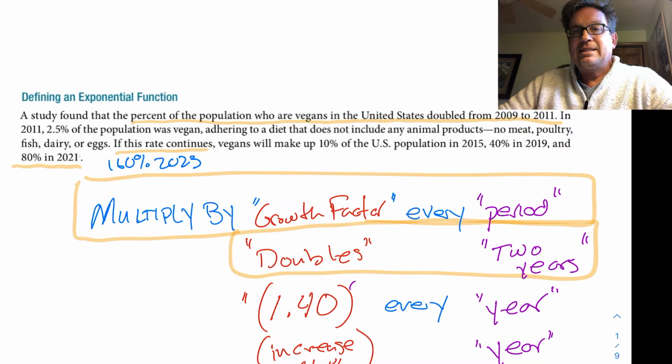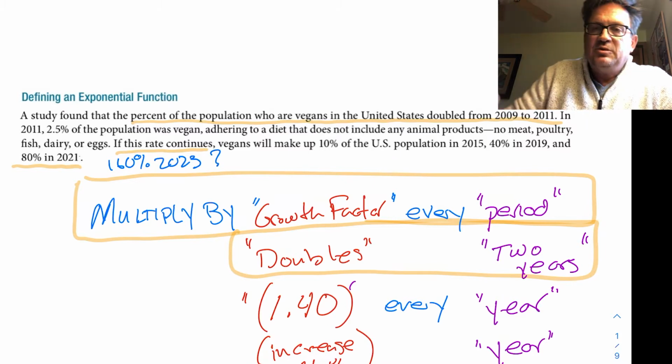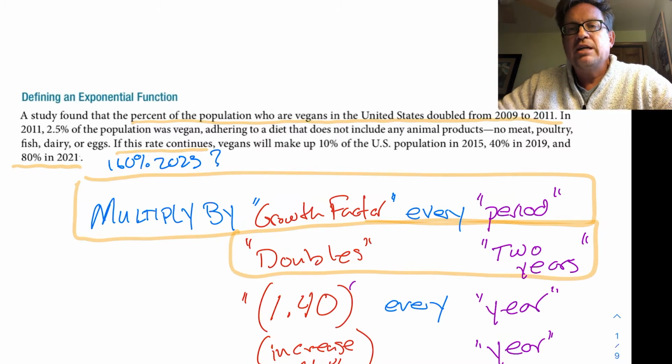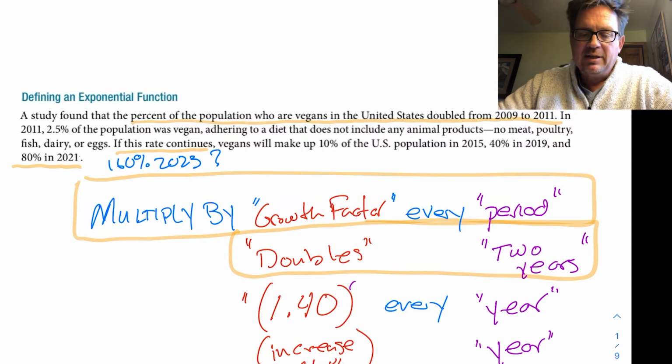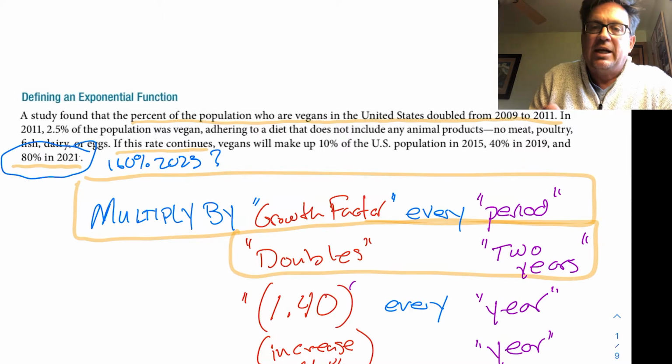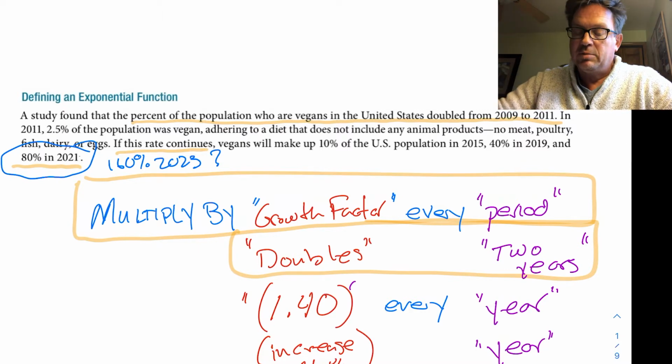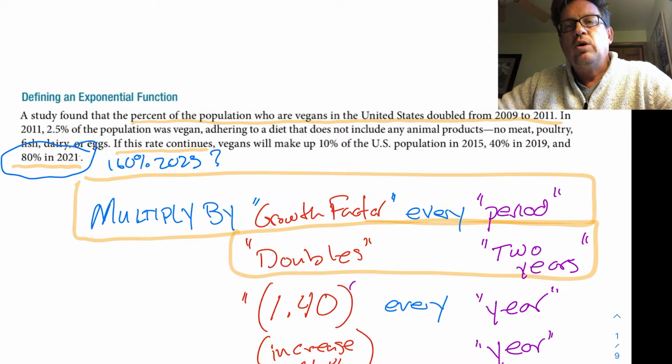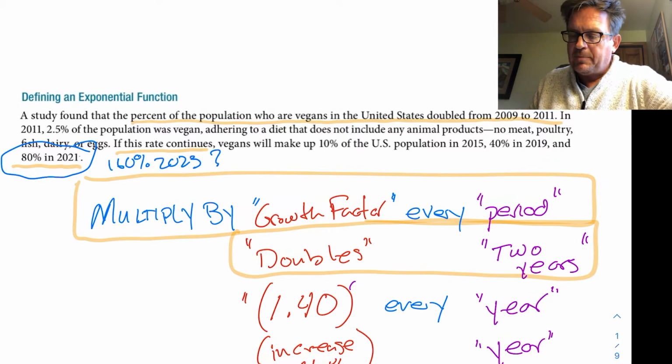Clearly, that's not sustainable. So exponential functions grow fast, like this example. So that's just a cautionary tale that exponential functions are usually only true for a short period of time, particularly in this example. It's clearly not true that 80% of the people are vegans at this point, but it doubled in one period.